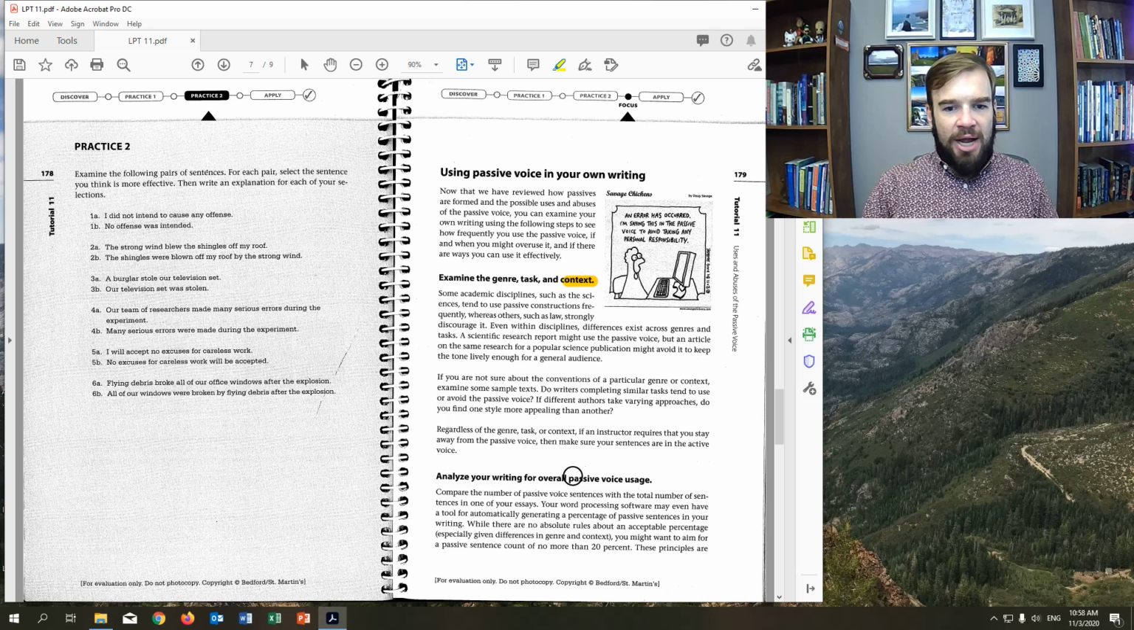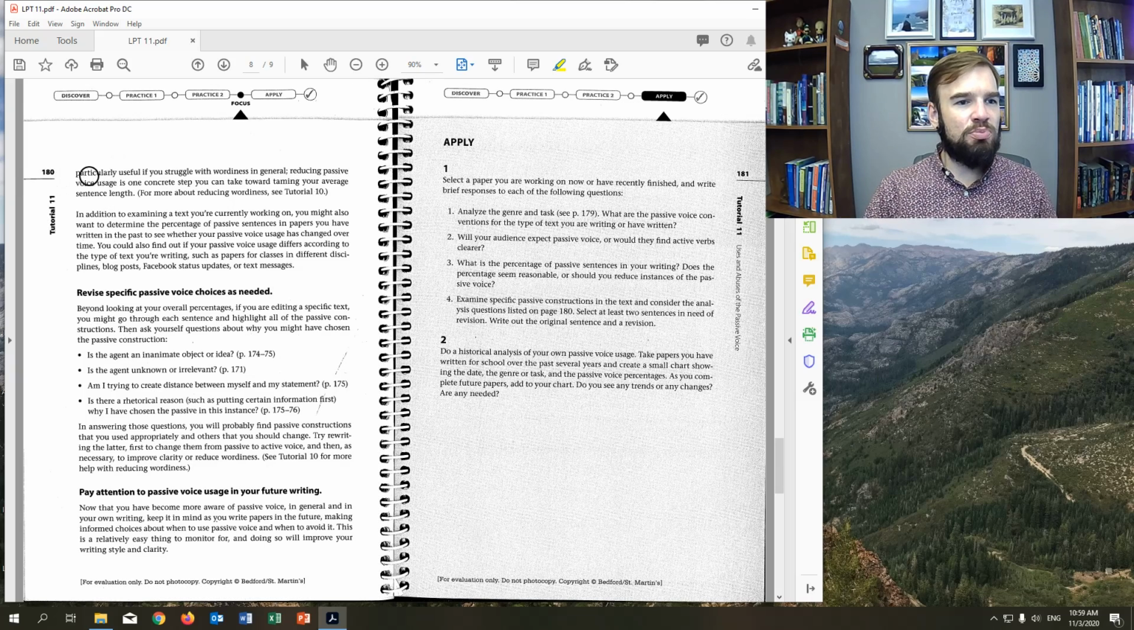Now, analyze your writing for overall passive voice usage. Compare the number of passive voice sentences with the total number of sentences in one of your essays. Your word processing software may even have a tool for automatically generating a percentage of passive sentences in your writing. While there are no absolute rules about an acceptable percentage, especially given differences in genre and context, you might want to aim for a passive sentence count of no more than 20%.